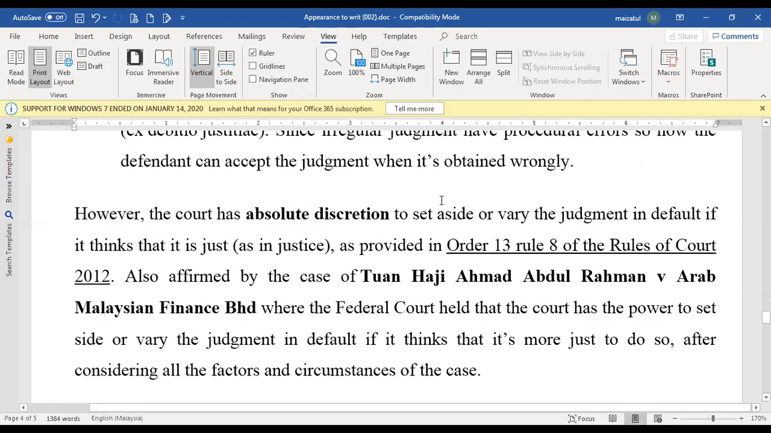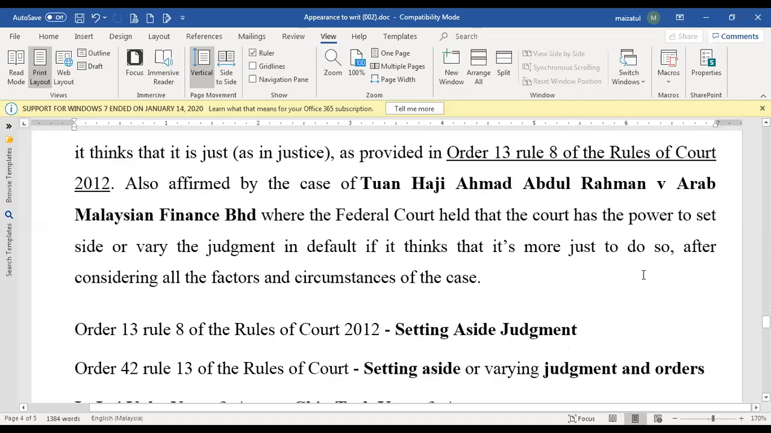Okay. However, we go back to Order 13, Rule 8. One of the cases I refer to here is the Tuan Haji Ahmad Abdul Rahman case. We always call it the Arab Malaysian Finance Berhad case. This is a Federal Court case. It stated that whether or not the court will give you the power to set aside or to vary the judgment, it will be in the discretion of the court. So it's a power of the court, because the court will be looking at all the aspects, whether or not setting aside should be allowed for the defendant.